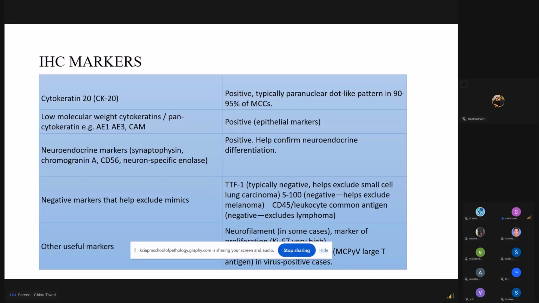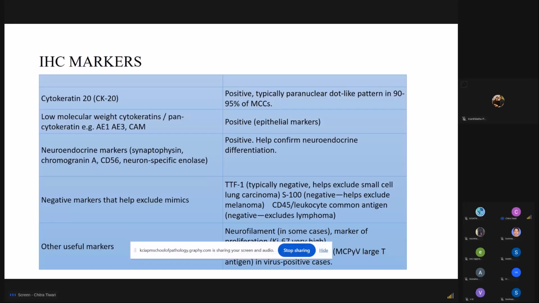So it will show pan cytokeratin positivity. Cytokeratin 20 will be positive, showing a paranuclear dot-like pattern. Then neuroendocrine markers help to confirm the diagnosis. So CD56, chromogranin, neuron-specific enolase and synaptophysin will be positive. Negative markers which help to exclude the mimics are TTF1, which will help to exclude small cell lung carcinoma. Then S100 will help to exclude melanoma. CD45 will help to exclude lymphoma.